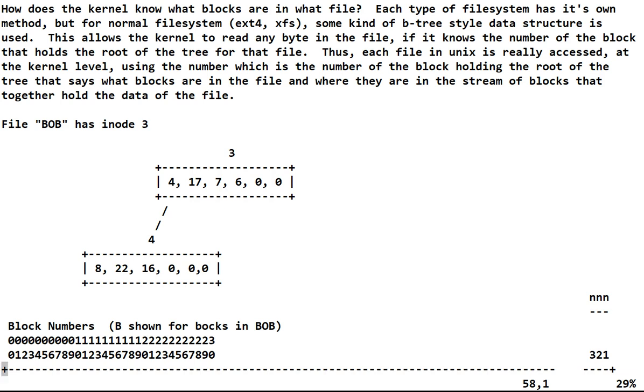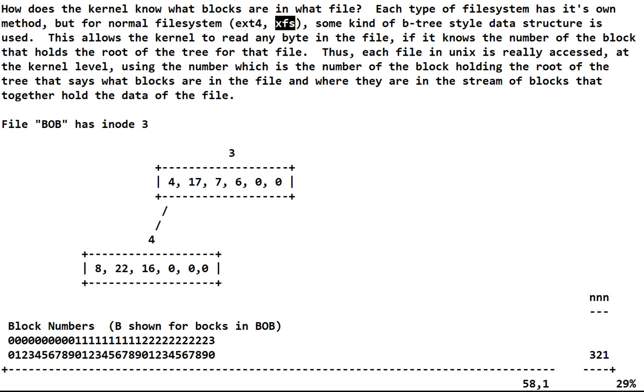So, normal file systems, which include ext4 and XFS, use some kind of B-tree style data structure. Now, the details are ugly and we won't go into it, but you should know what a B-tree is. This allows the kernel to read any byte in the file if it knows the number of the block that holds the root node of that B-style tree. Could be B+, B star, and there's some other ones, but if you know the root node, you can walk the whole tree and find any block you want.